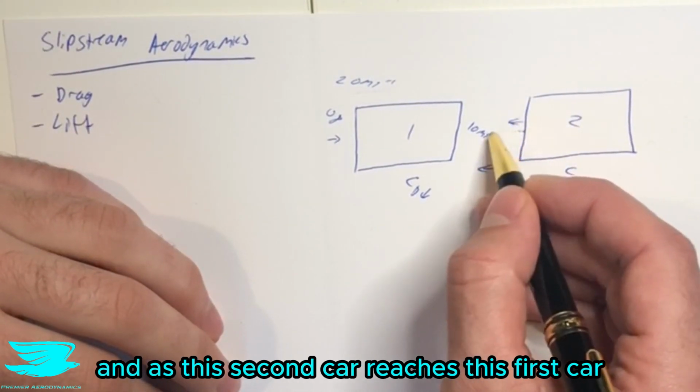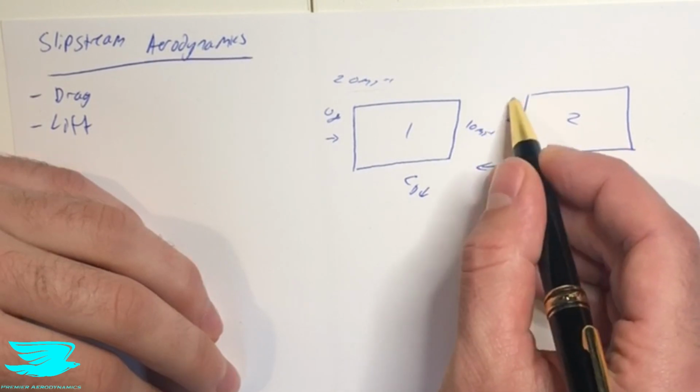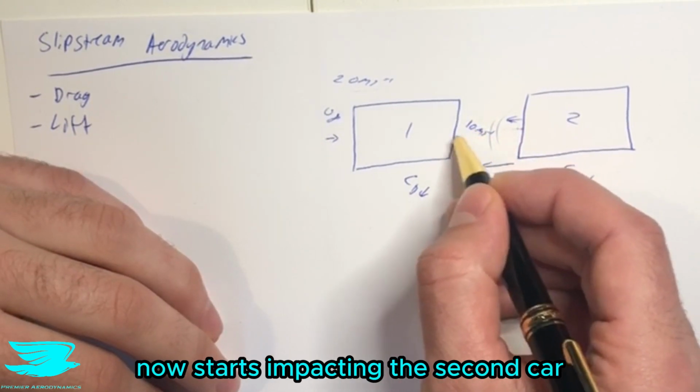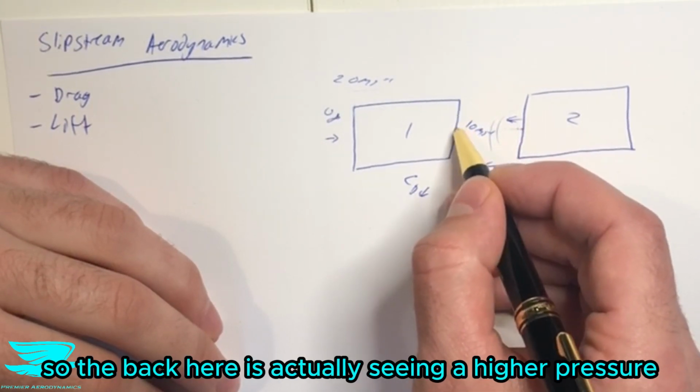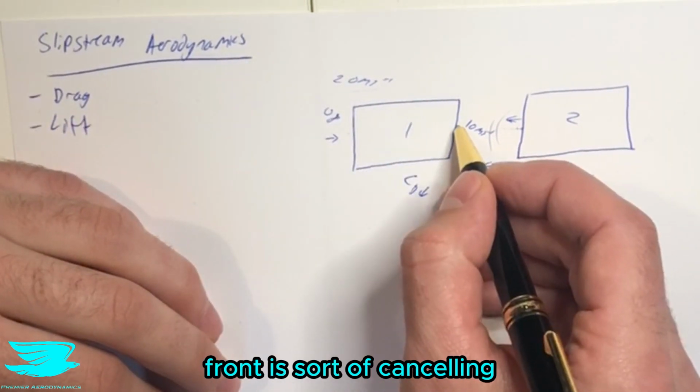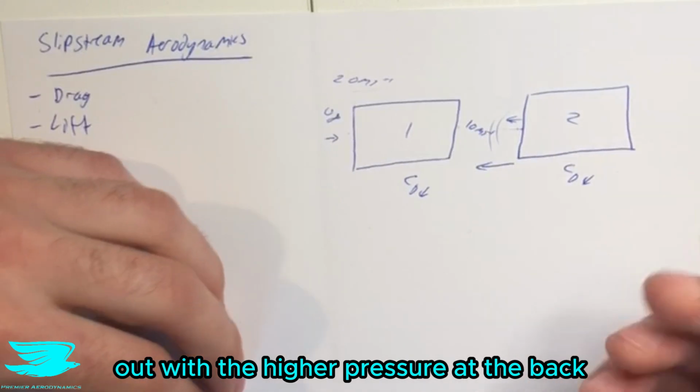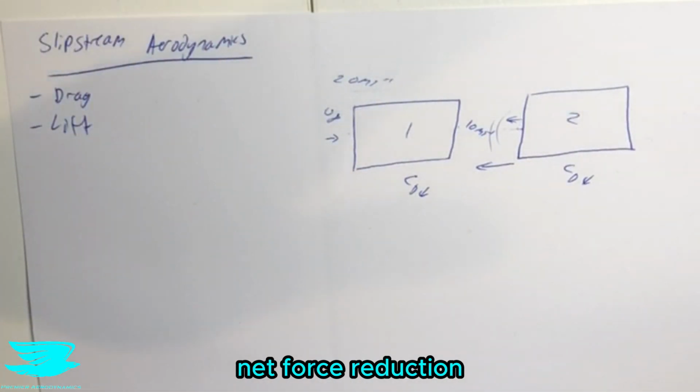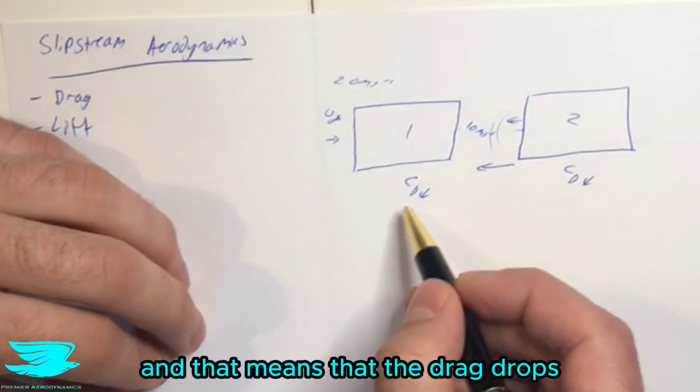And as this second car reaches this first car, this high pressure zone now starts impacting this first car. So the back here is actually seeing a higher pressure. The high pressure at front is sort of cancelling out with the higher pressure at the back, which then results in a net force reduction. And that means that the drag drops.